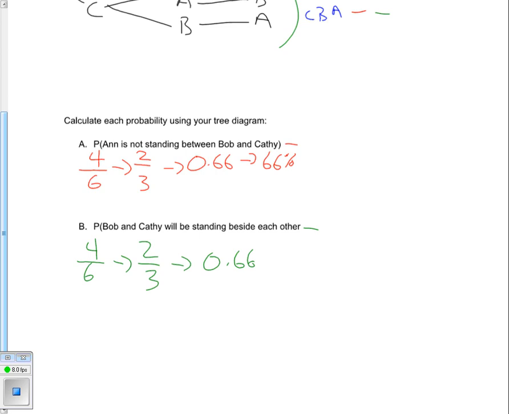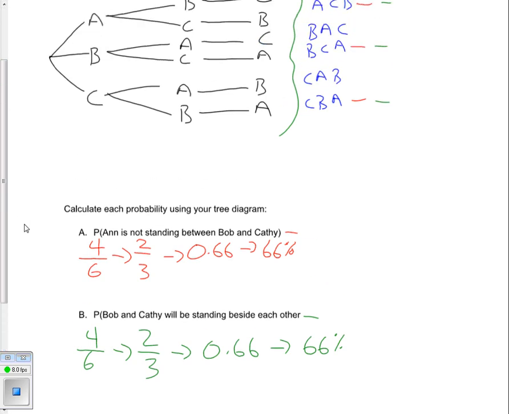It's a terrible 6. I'll try and write that again. 0.66, which is the same as 66%. So as our second warm-up, that goes over again looking at tree diagrams and how we can use those to determine the theoretical probability of a given situation.